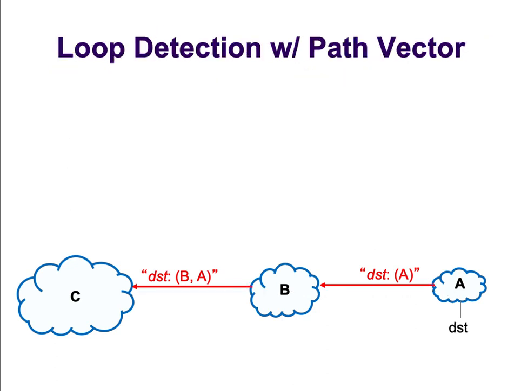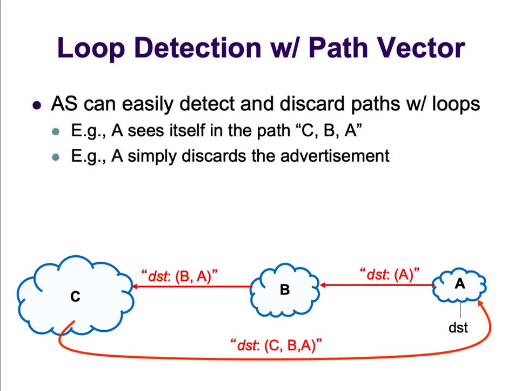Okay, so it's going to do what we did. And loop detection now is when C turns around and advertises to A, it's going to send an advertisement that looks like, I'm going to the destination along the path CBA. Right? So it's actually trivial for A to look at that advertisement and say, I'm on this path, this is a loop, and it throws that advertisement away. Right? So you're doing loop detection. Any questions on this?